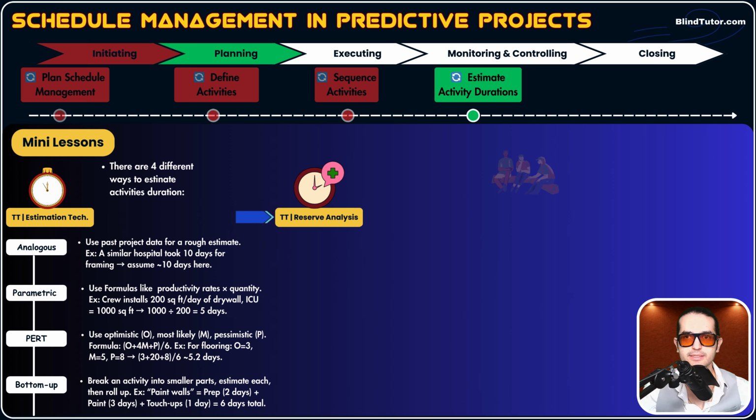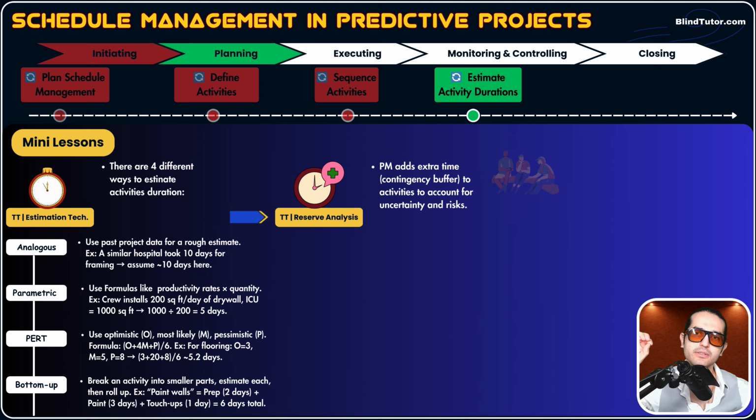So reserve analysis is a technique where the PM adds extra time. We call that extra time contingency buffer. Okay, we're going to cover the term contingency in the risk part of our tutorial, but here, have a good idea. That extra time is called contingency buffer. It's our safety time. Okay, contingency buffer to activities to account for uncertainty and risks.